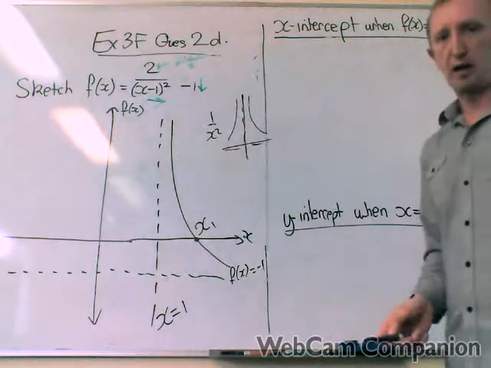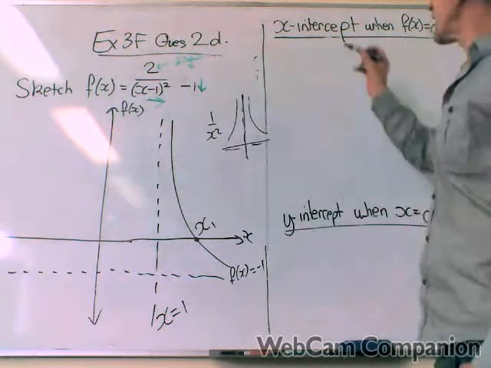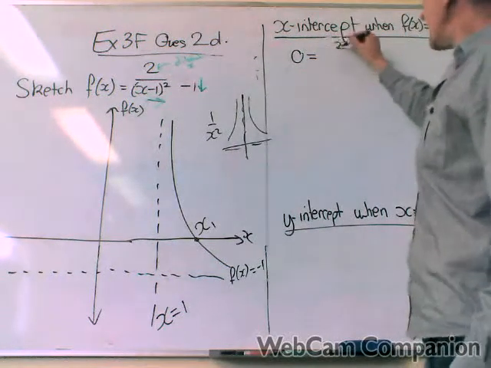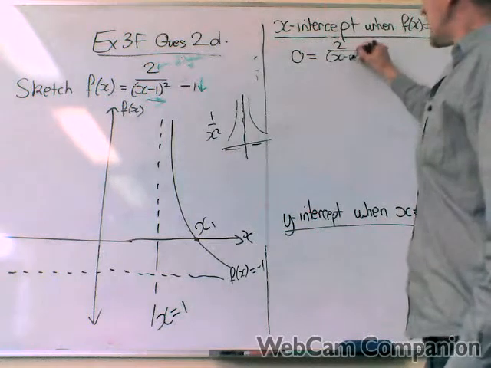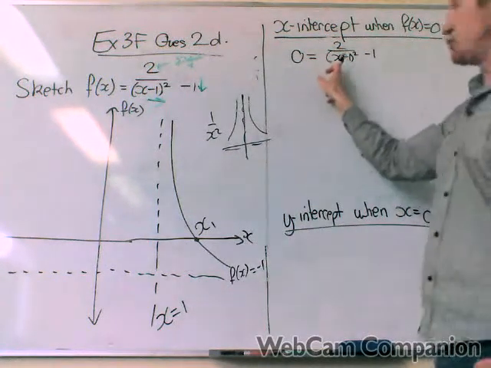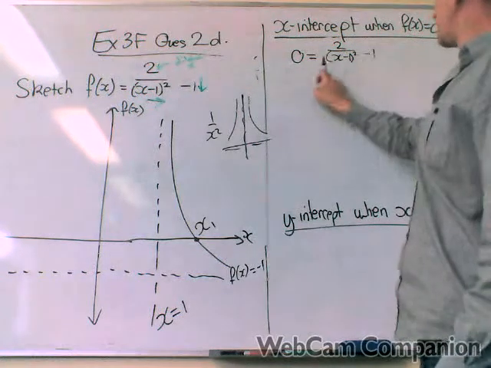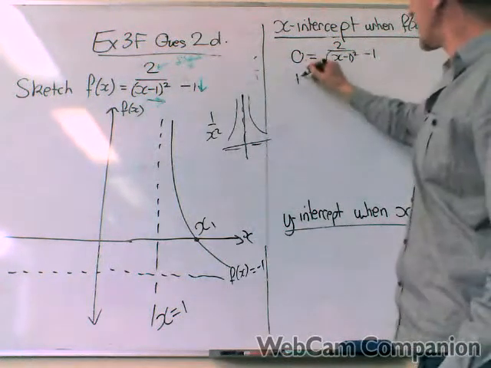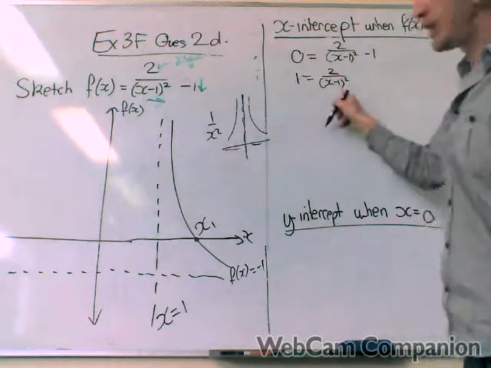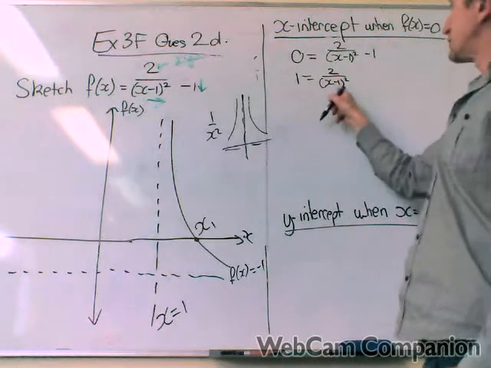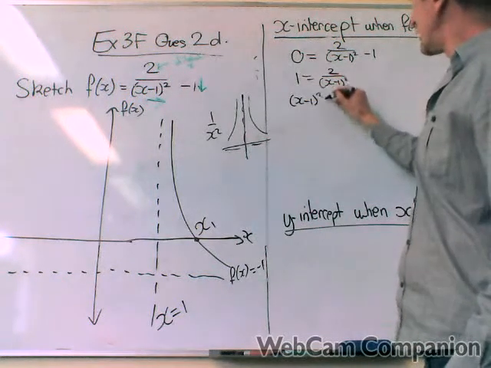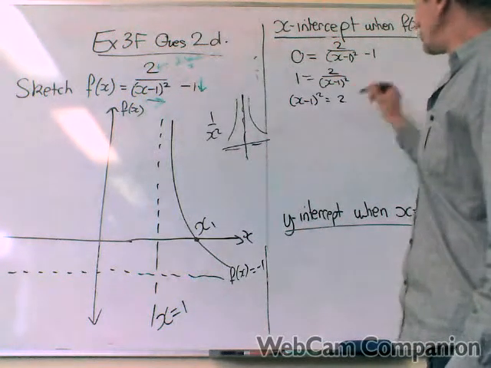X-intercept when y equals 0. So in this case, let's make y, or we call it f(x), equal to 0. And we get this equation to solve. One unknown, one equation, we should have no problem solving it. Just by performing transformations, move 1 to the other side of the equation. And what we can do then, we can multiply both sides by (x minus 1) squared. Left-hand side becomes (x minus 1) squared equal to 2.